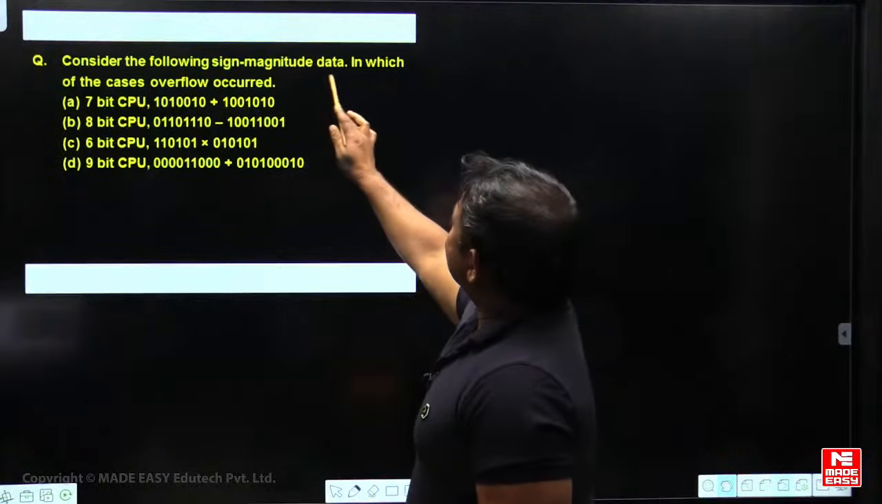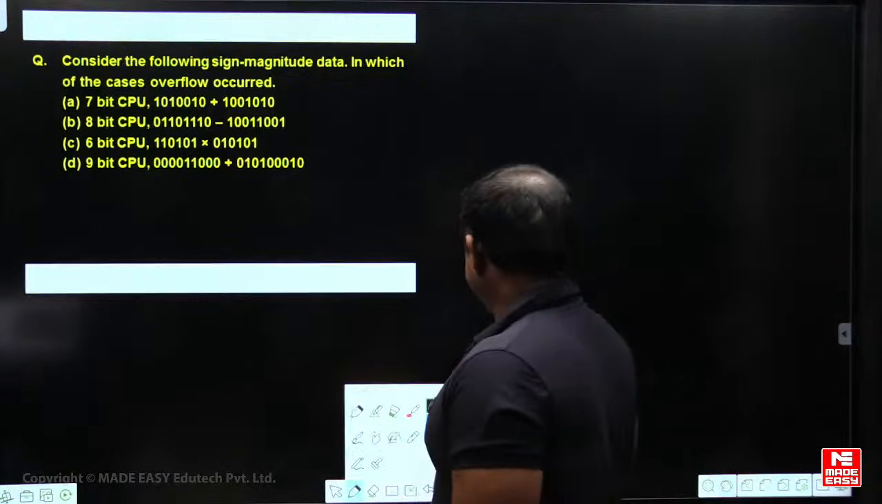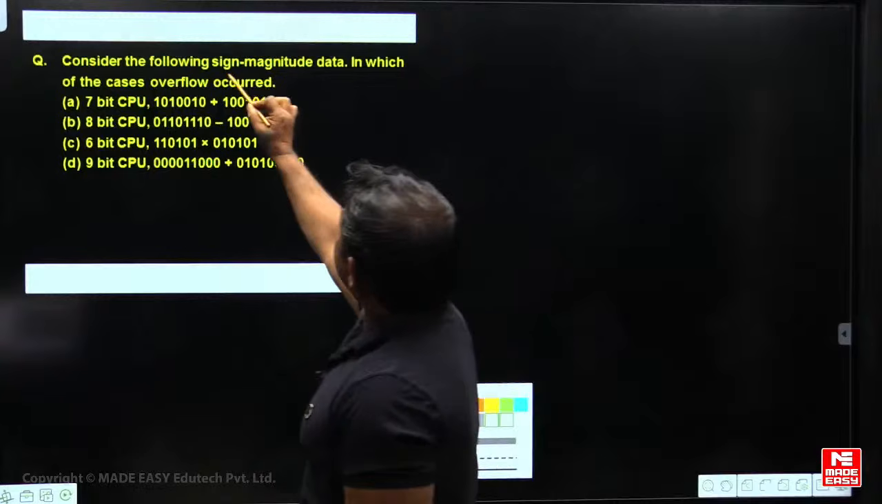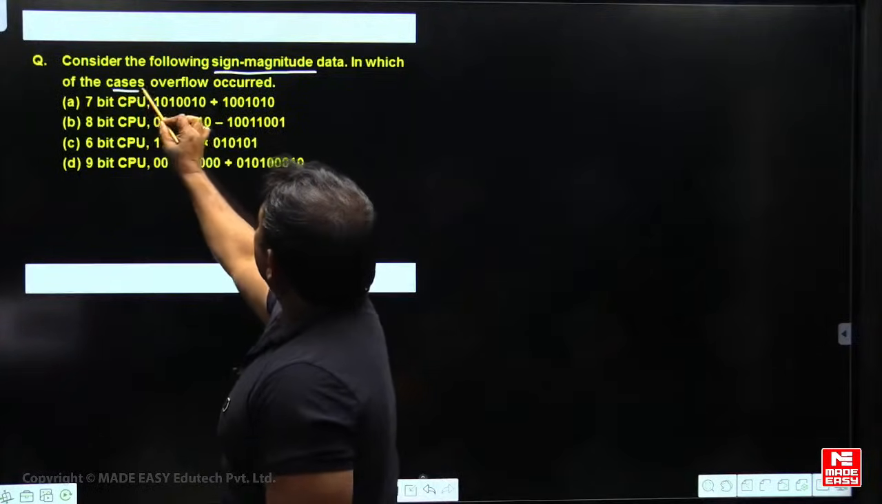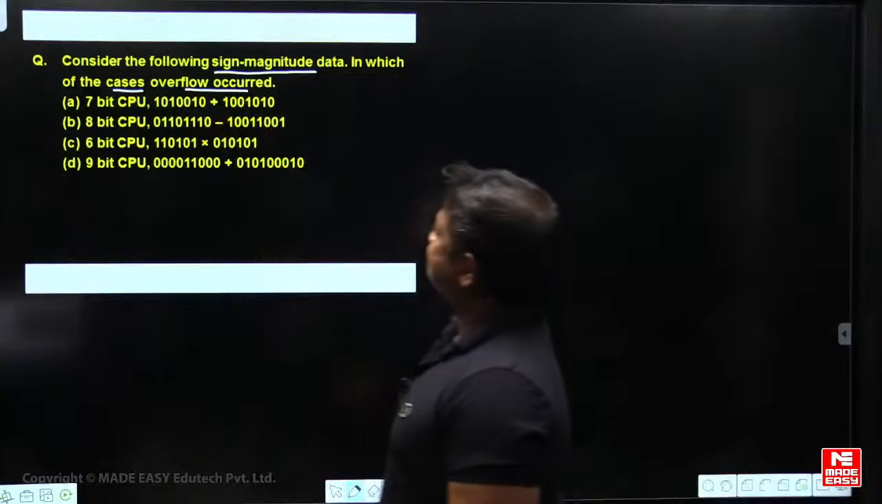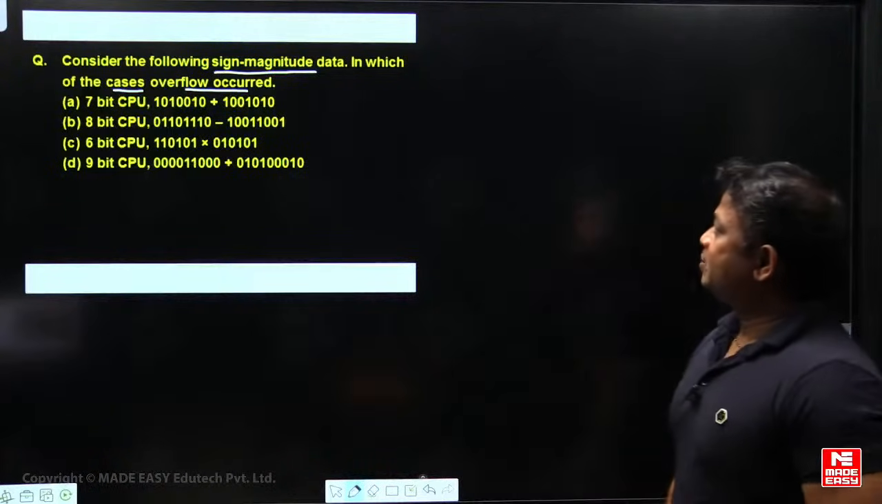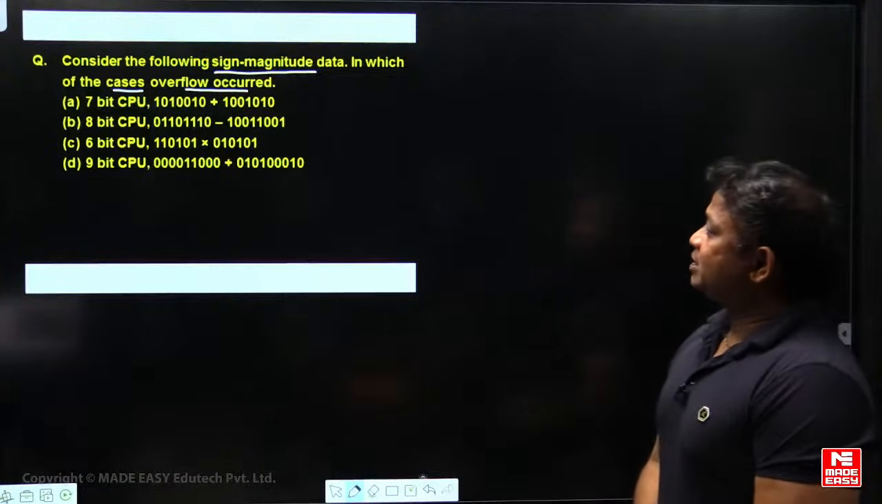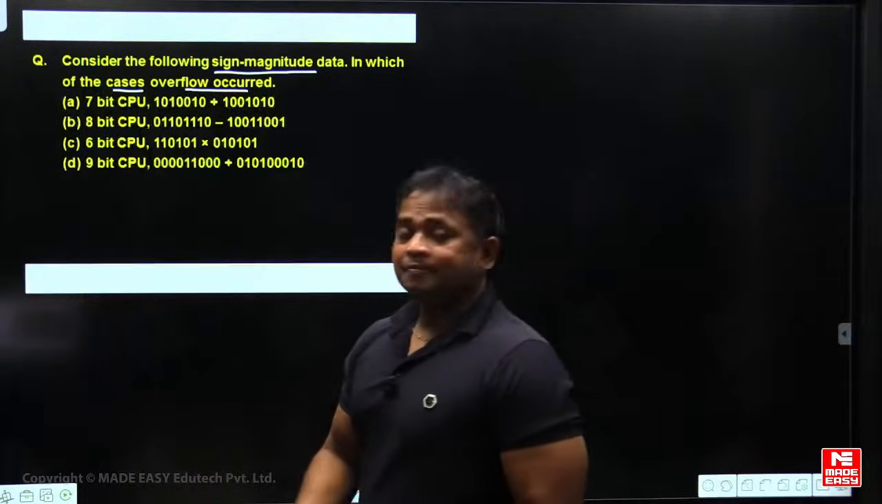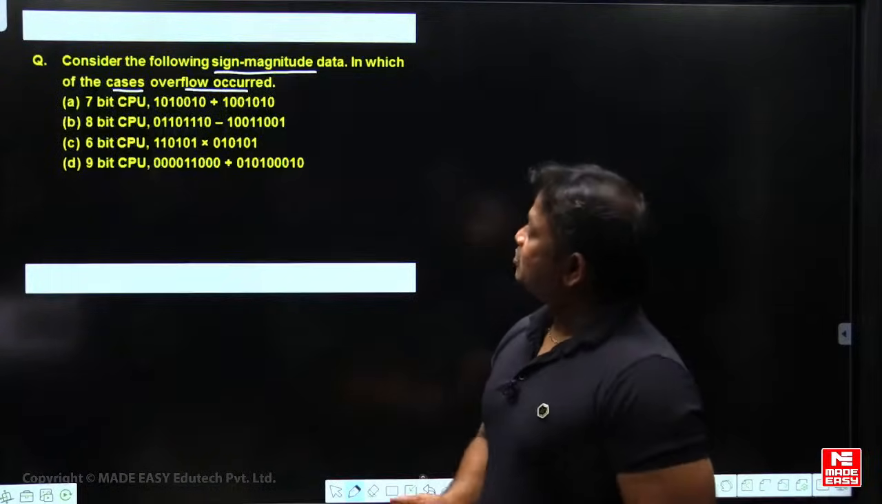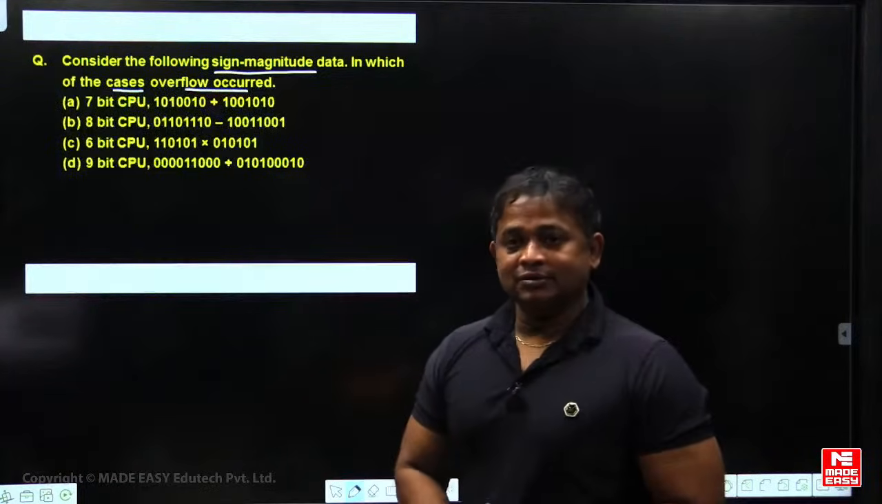Consider the following sign magnitude data. Here they have given sign magnitude data. In which of the cases does overflow occur? These are the four options, right? Then to the question, the right answer.